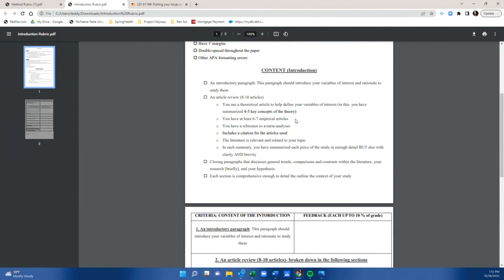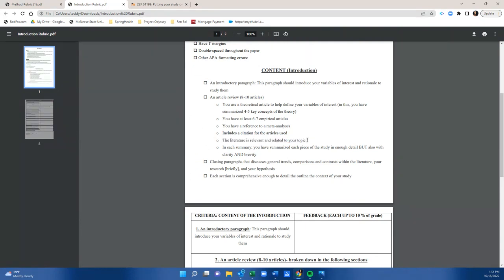I understand. Try to at least have 8 to 10 articles at the very least. And include a citation for the articles used. If it's not your own original thought or common knowledge, make sure to cite your source. Make sure, like I said earlier, the literature is relevant and related to your topic.